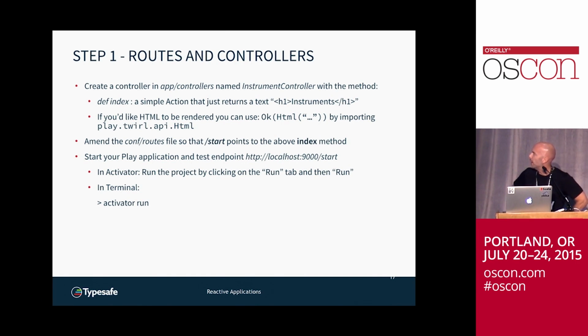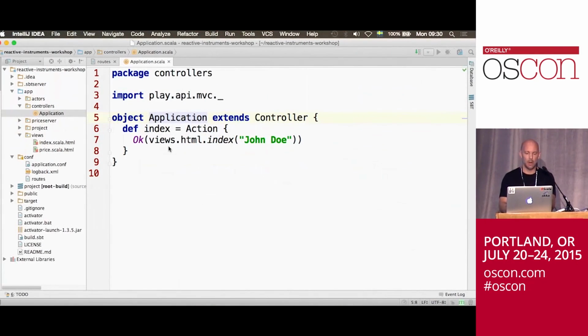So we want to create a controller called instrument controller in the controller package. It's going to have a method called def index, and it's just going to return an h1 instruments HTML snippet, and then we're going to render this response back. We also need to amend the configuration file so it points to this controller and method, and then start this and run it in Activator. Of course, Activator doesn't work, so I'm just going to do the source code now.